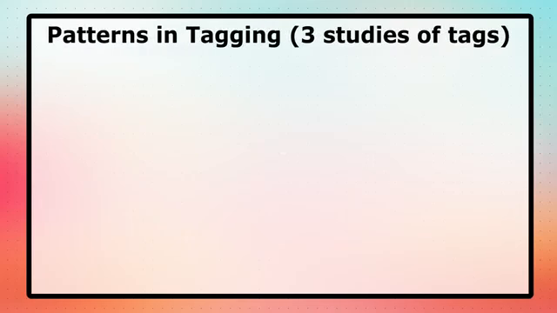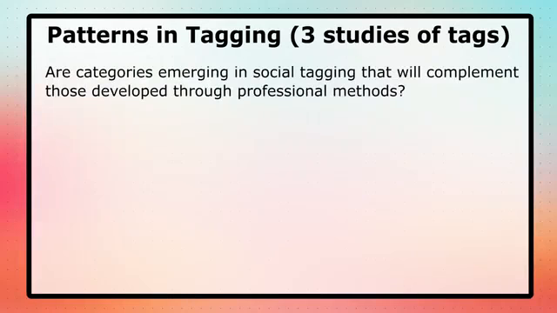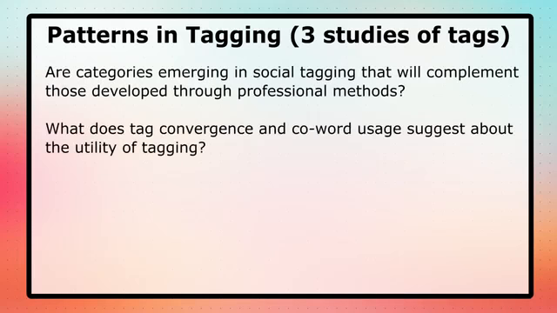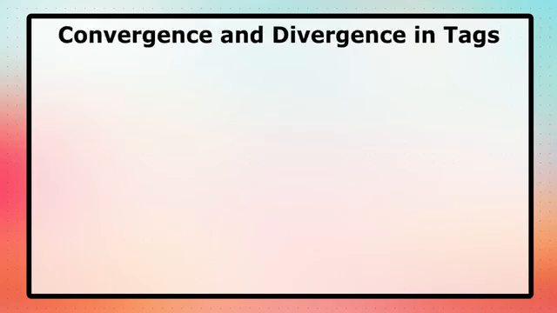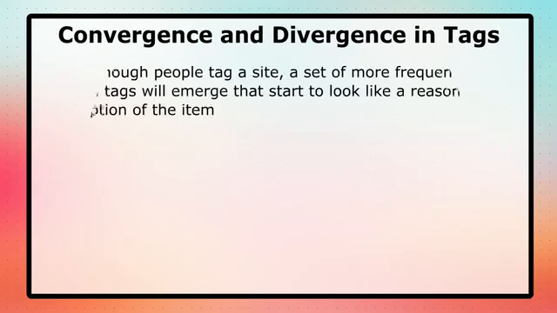Patterns in tagging, three studies of tags. Are categories emerging in social tagging that will complement those developed through professional methods? What does tag convergence and co-word usage suggest about the utility of tagging? What implications do the use of affective or time and task related tags have for the organization of information? Convergence and divergence in tags. When enough people tag a site, a set of more frequently applied tags will emerge that start to look like a reasonable description of the item.